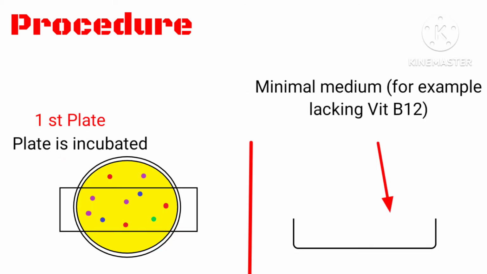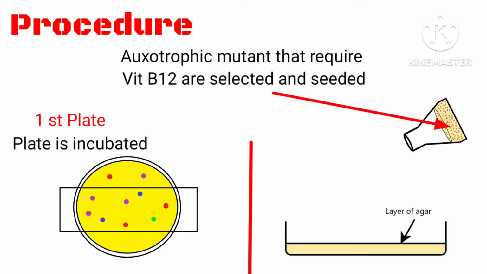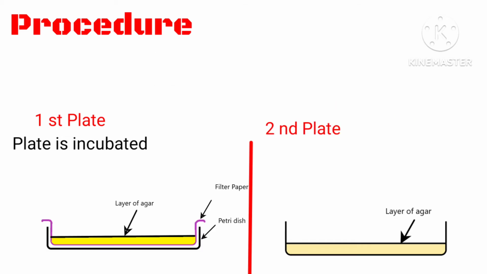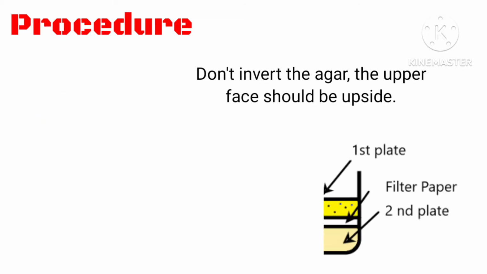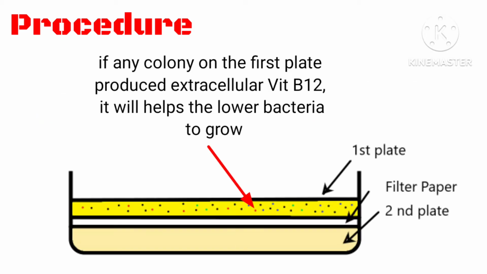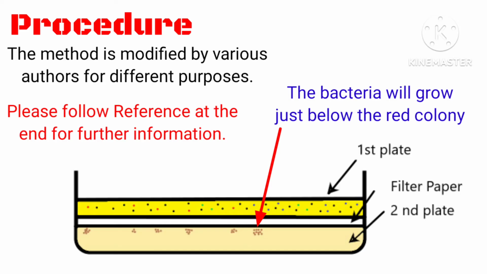A second plate with a minimal medium lacking all growth factors is prepared and seeded with the test organism. The seeded medium is poured onto a fresh plate and the plate is allowed to set. The agar from the first plate is then carefully lifted with the spatula and placed on the second plate without inverting. The growth factors produced by the colonies present on the surface of the first layer of agar can diffuse into the lower layer containing the test organism.